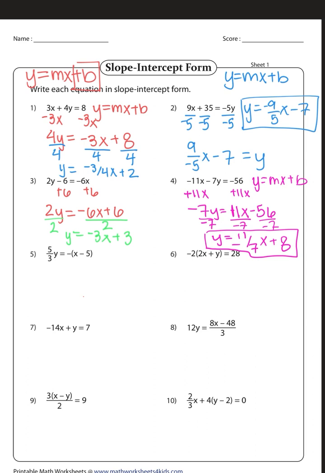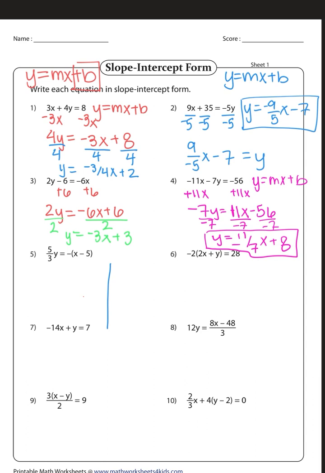So let's look at the next one as well. So the next one is 5 over 3y is equal to negative x minus 5. So this is a little different from the ones we've been doing before. There are two separate ways to solve this, so I'm going to solve it two separate ways.